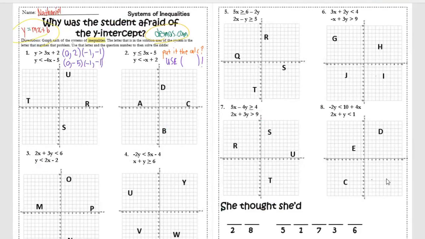Good morning, everyone. Today we're looking at systems of inequalities, and the question is, why was the student afraid of the y-intercept? Our directions are to graph each of the systems of inequalities. The letter that is in the solution area of the system is the letter that matches that problem. So we're trying to figure out why she was afraid, and we're going to put the letters for each of our answers into this little puzzle here. Use that letter and the question number to then solve the riddle.